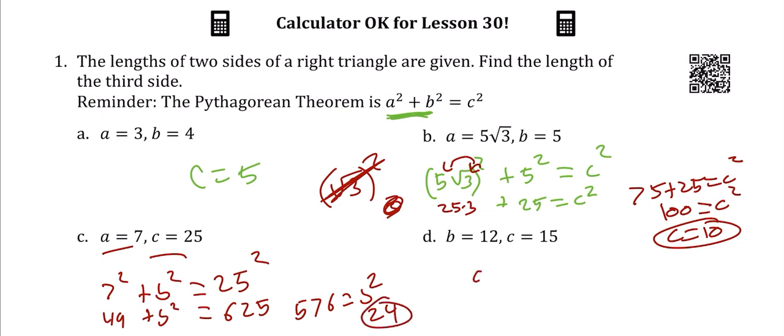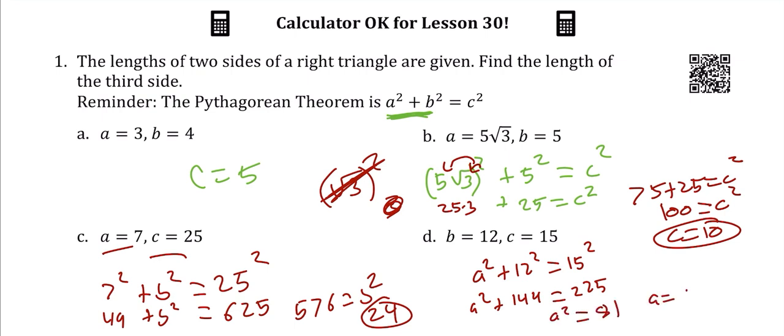Okay, let's go to part 2. So here we have A squared plus 12 squared for B equals 15 squared for C. So A squared plus 144 equals 225. Or A squared equals 81. Or A equals 9.